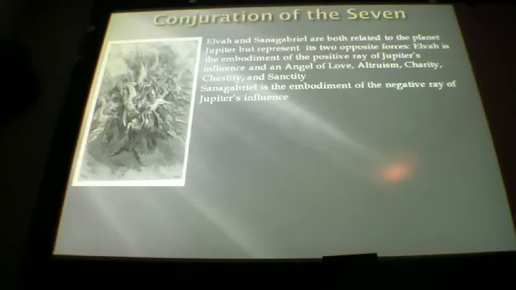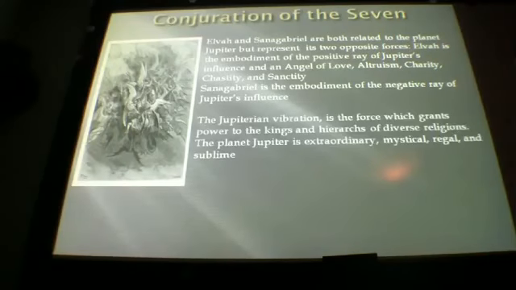And the principle of Jupiter is related to the law, like the divine law. So Elva is like the positive idea of the law, or following and obeying the law. Sana Gabriel would be the opposite of that, not obeying the law. The Jupiterian vibration is the force which grants power to the kings and hierarchs of diverse religions. The planet Jupiter is extraordinary, mystical, regal, and sublime. This is the positive ray of Jupiter.